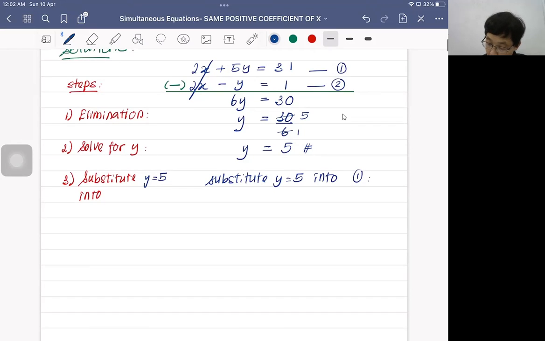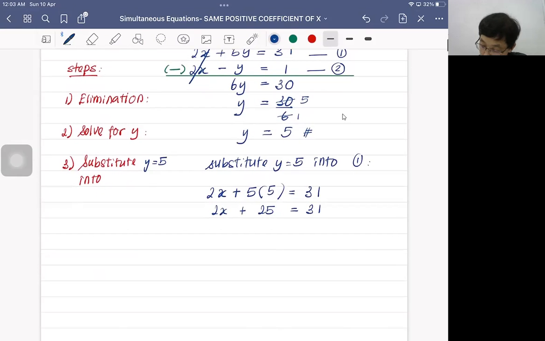Okay, then now I'm going to get 2x plus 5. Well, what was the 5? Yes, it is. We're going to take this and put it in here, and that's 5 times 5. And now equals 31. Then we got 2x plus 25 equals 31.